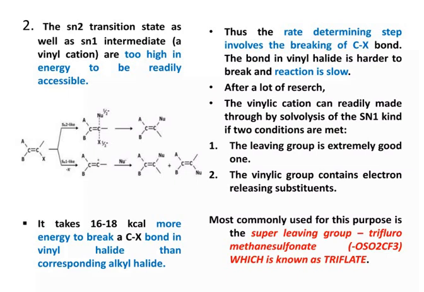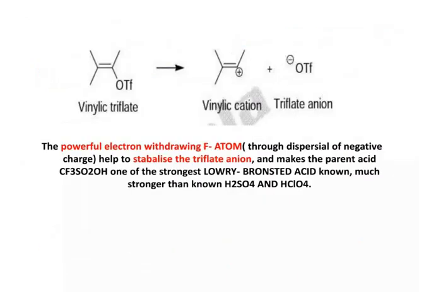So, after a lot of research, the vinyl cation can be readily made through solvolysis of the SN1 kind when two conditions are met: the leaving group is extremely good and the vinylic group contains electron releasing substituents. Most commonly used for this purpose is the super leaving group trifluoromethanesulfonate, which is known as triflate. You can see the vinylic triflate gives a vinylic cation and triflate anion.